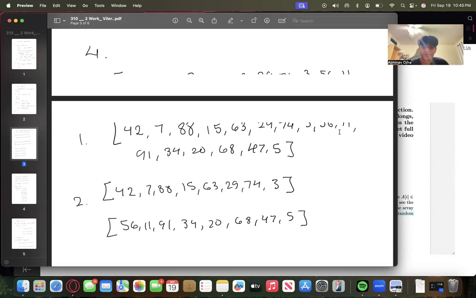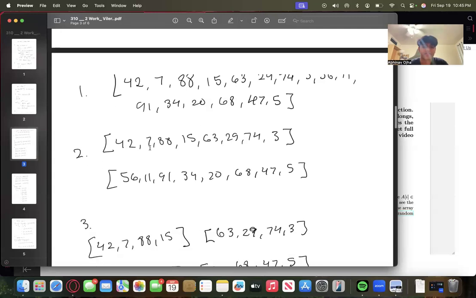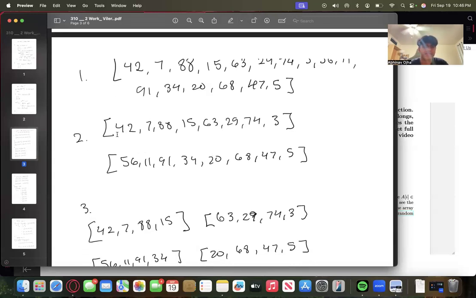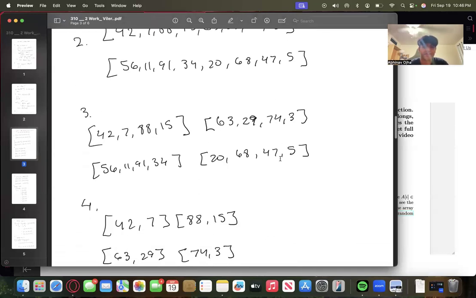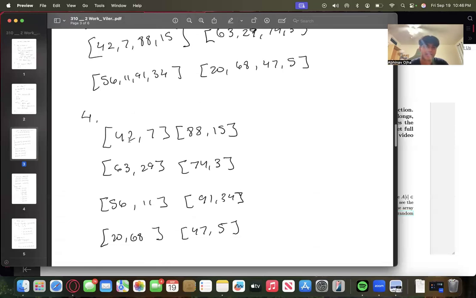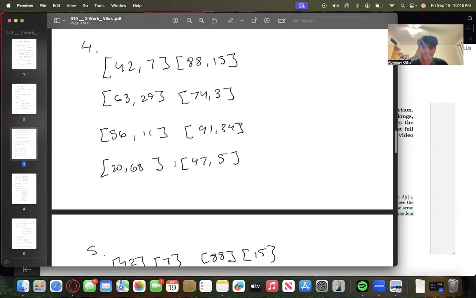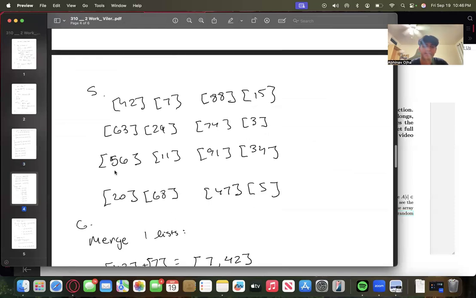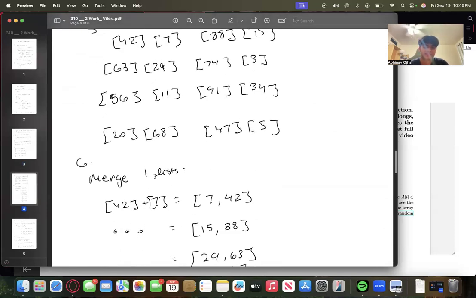So first thing, I wrote the array down. So it's 42, 7, 88, 15, 63, 29, 74, 3, 56, 11, 91, 34, 20, 68, 47, 5. The first thing I did was cut in half, just dead center. So 42 all the way to 3, and then 56 here all the way to 5. Then I cut those in half, so 42 to 15, and then 63 to 3, 56 to 34, 20 to 5. Then I cut those in half, so 42, 7, 88, 15, etc. Then I cut them into individuals. And then we started merging them.